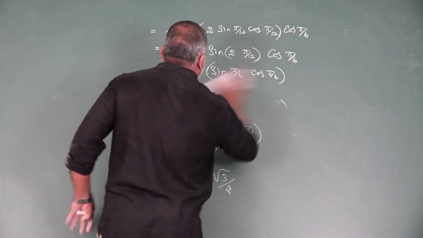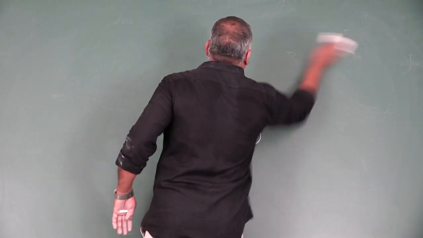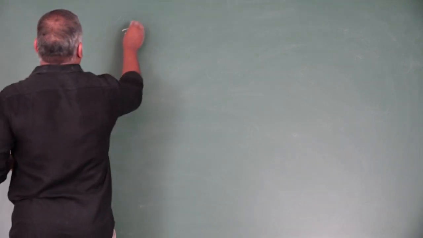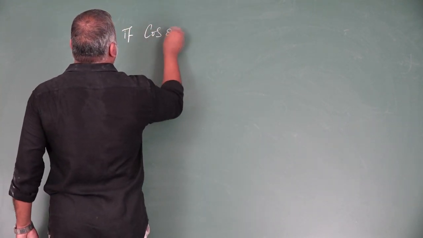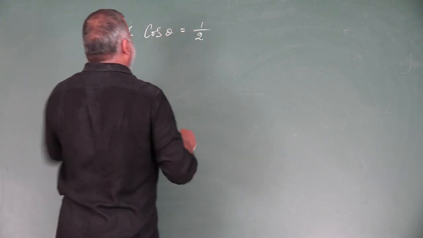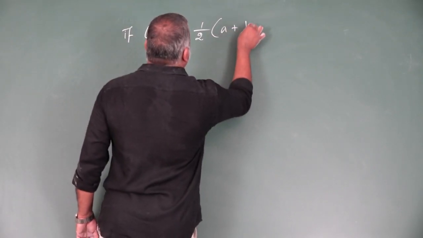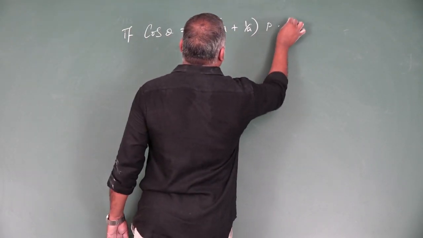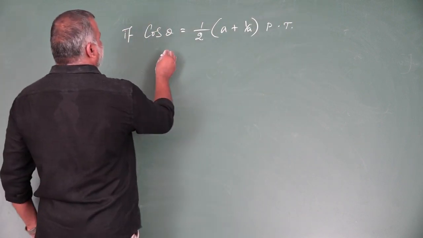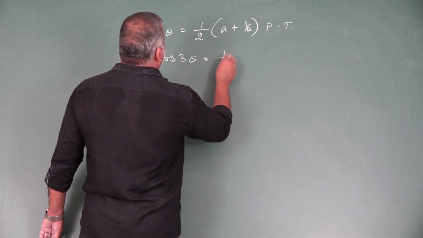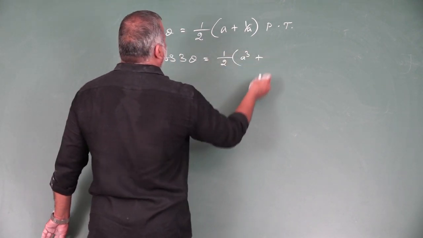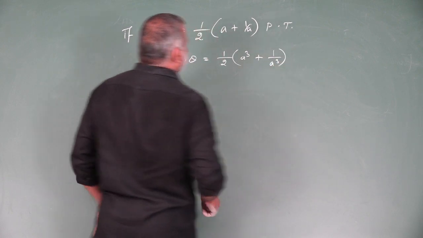Now listen to the next question. One more condition. We are going to simplify this one. If cos theta is equal to half into a plus 1 by a, then prove that cos 3 theta is equal to half times a cube plus 1 by a cube. So this is the question.